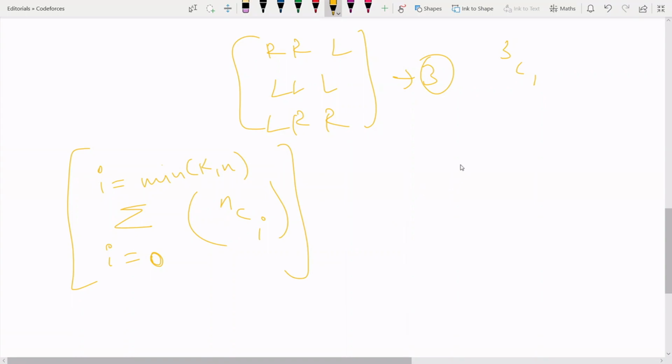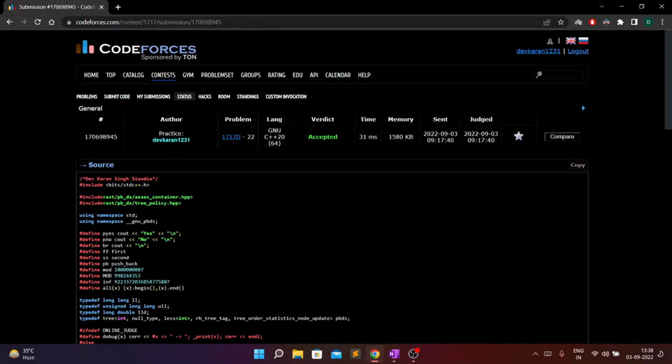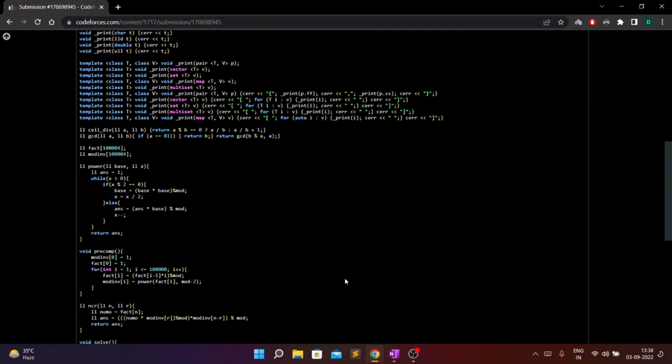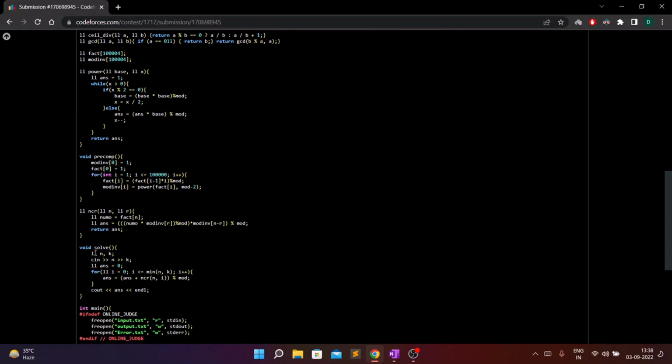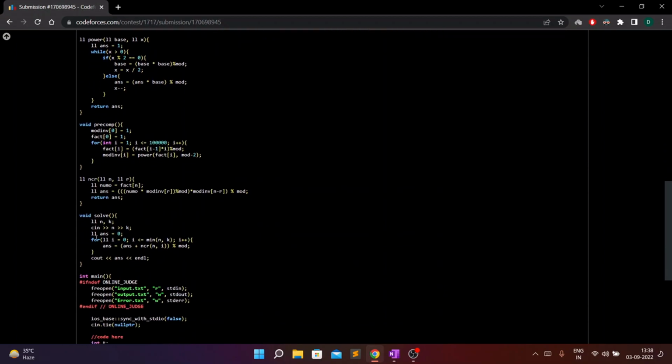Let's look at the code now. This is the function where I am solving the problem. First I take input of n and k and initialize my answer as 0. Then I run a loop from 0 to the minimum of n and k, and I add nCr to my answer, where n is n and r is i.